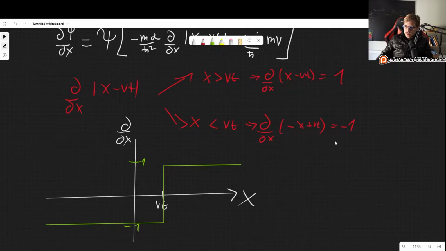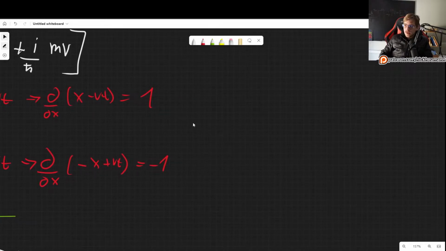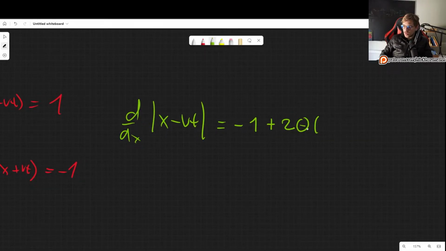And again, we are going to have to use the step function. So the derivative with respect to x of x minus vt, this is minus 1, but then at some point it needs to go to 1. So we need to add 2, but only when our condition is met. So only when theta, or basically when x is greater than vt.